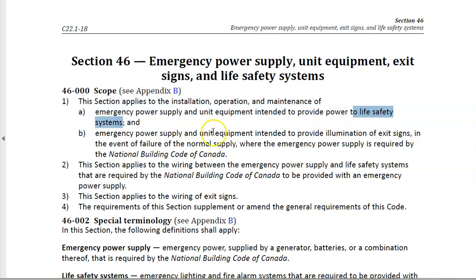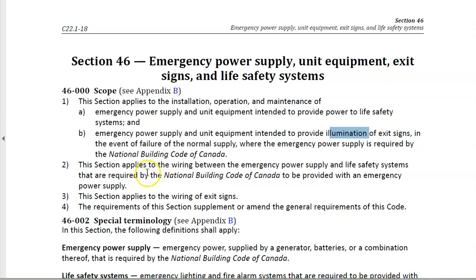So it could be any of the ones that we're looking at right now, the unit equipment and the exit lighting. They could also be an emergency supply that applies to my fire alarm systems, or nurse call, or anything else like that. It also covers unit equipment, and underneath B over here, it talks about the emergency supply and the unit equipment intended to provide illumination of exit signs in the event of the failure of a normal supply where emergency power supply is required by the National Building Code of Canada.